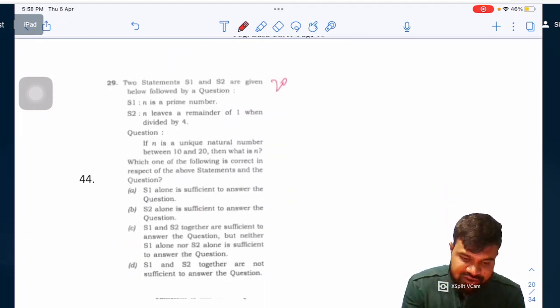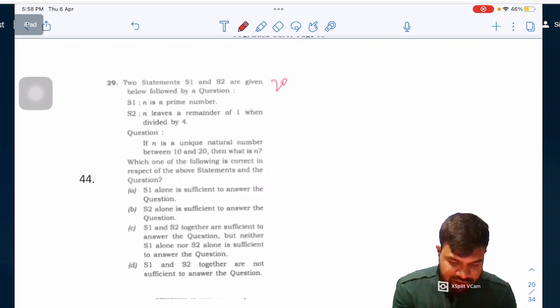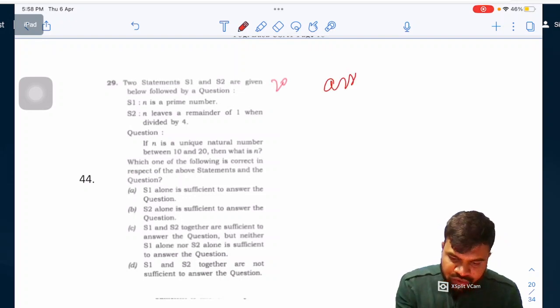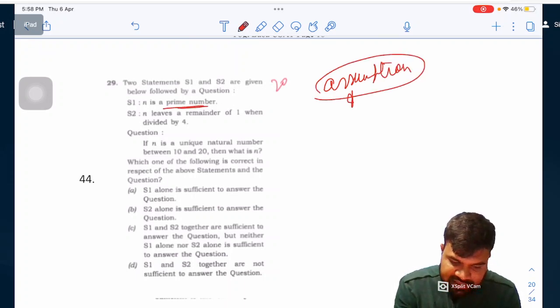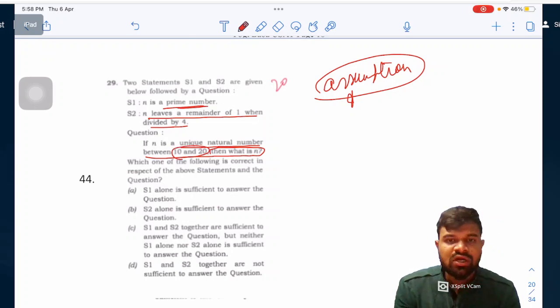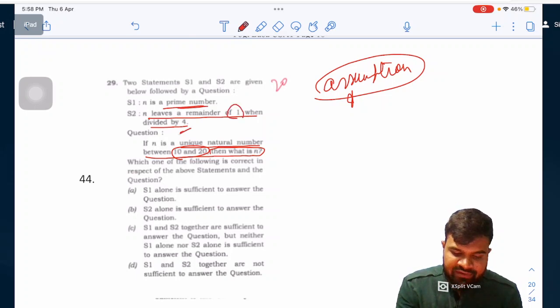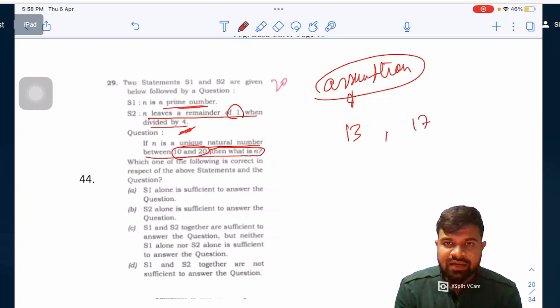Okay, again a data sufficiency question. See, we will do it using assumption, as I have already told you. Statement one is that n is a prime number. Statement two is that n leaves a remainder of 1 when divided by 4. If n is a unique natural number between 10 and 20, what is n? Which number between 10 and 20 leaves a remainder 1 when divided by 4? 13 leaves a remainder 1 when divided by 4, and 17 leaves a remainder 1 when divided by 4.